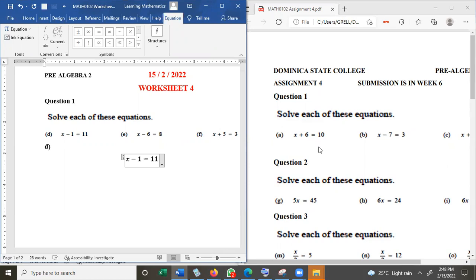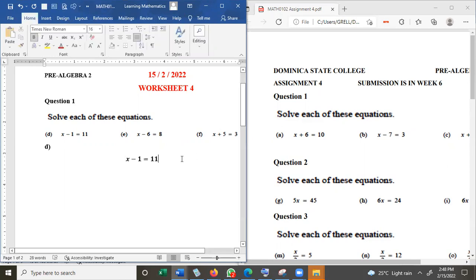So if you didn't have time to download it from the worksheet, write this down in your notebook, x plus 6 equal 10, and apply what I'm doing there with x minus 1 equal 11 to x plus 6 equal 10. Because maths is a doing thing, you have to be doing to make sure that you can do it. So x minus 1 is equal to 11.